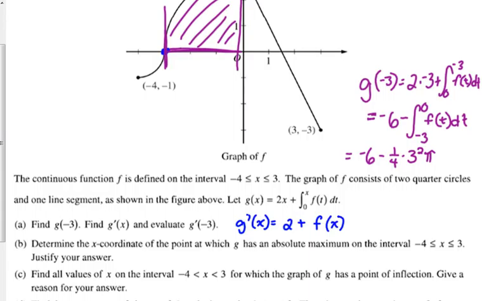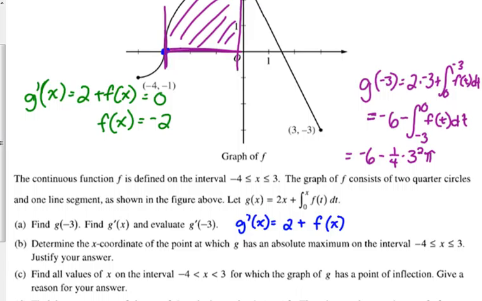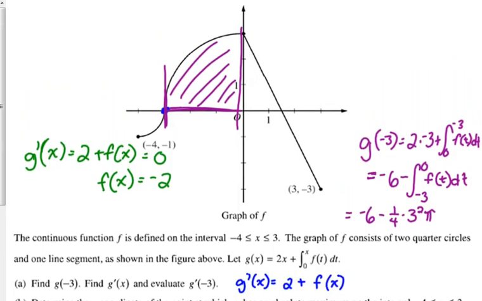Where the derivative equals zero, the derivative g prime of x is 2 plus f of x. We want to know where that's equal to zero. Well, that is where f of x is equal to negative 2. So f of x is equal to negative 2 at, what is that? 2.5? 5/2? Okay, that is a potential absolute maximum. Anytime we do absolutes, you've got to consider the endpoints as well. So we've got to plug in negative 4, 5/2, and 3.